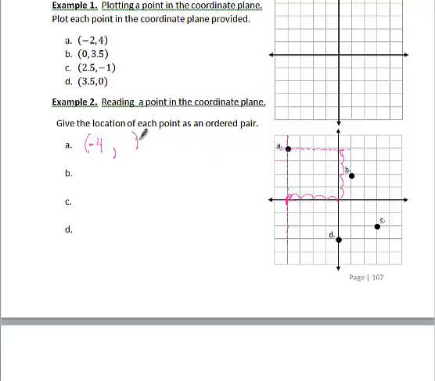So in other words, the y-coordinate of this point A is 4. We went up from the origin on the y-axis, and so this 4 is a positive 4. And so this is the procedure that we will follow for the rest of the points on the coordinate plane.